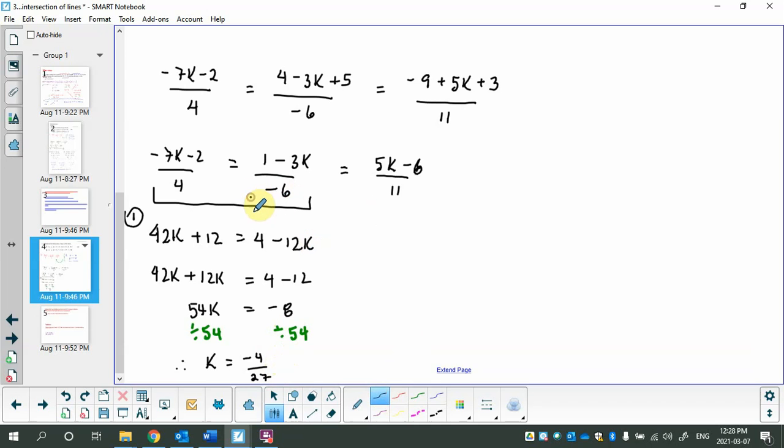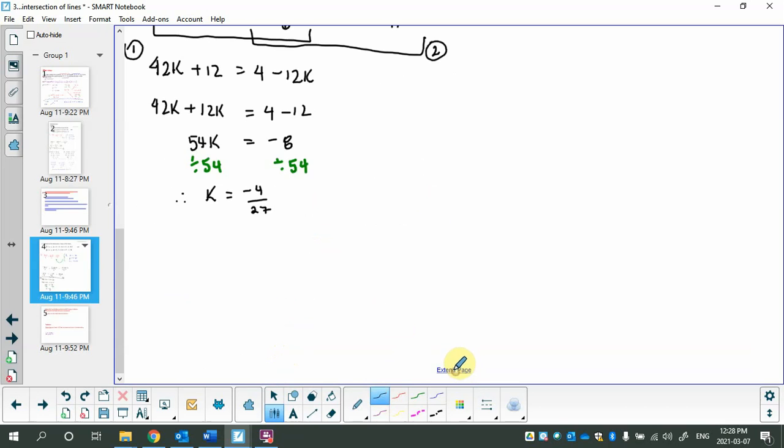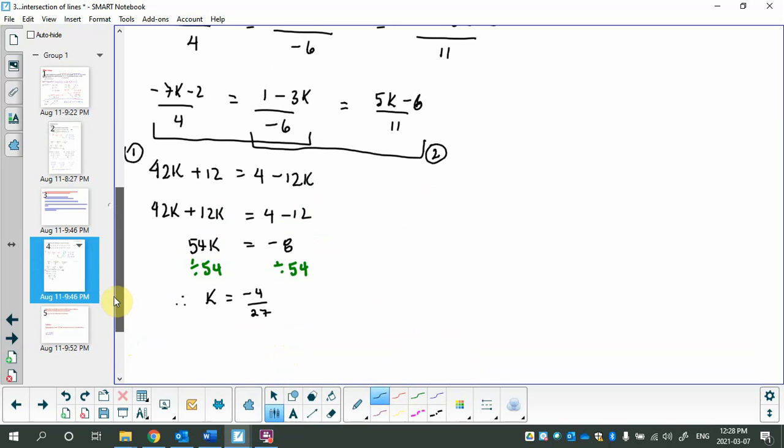So the next thing is we double check that this k is the same, which it was in the last one. So my prediction is it's not the same here because I wouldn't do the same kind of example twice. But let's see. 11 times 1, 11 times -3k, -6 times 5k, -6 times -6.